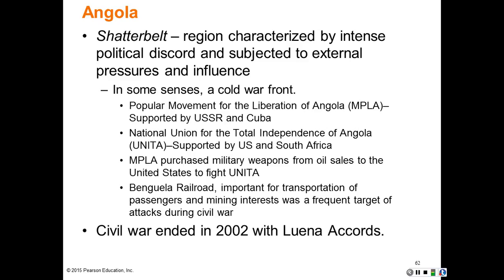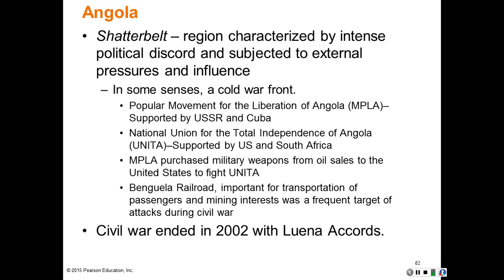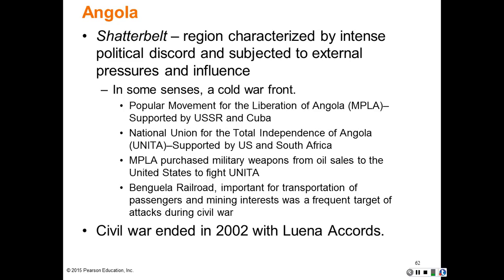The Popular Movement for the Liberation of Angola purchased military weapons in this civil war from oil sales to the United States in order to fight the National Union for Total Independence of Angola. So in essence, the profits from those U.S. oil purchases were used against the U.S. intentions politically in the region.